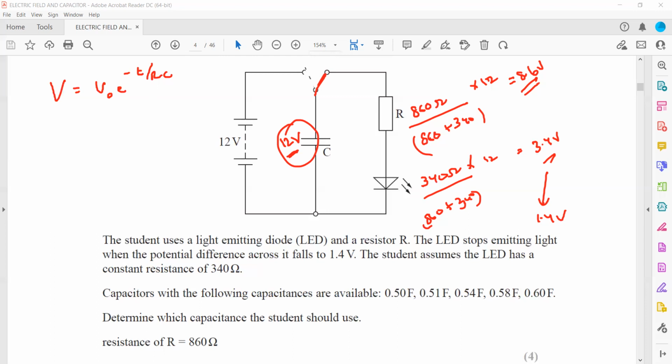So for the initial voltage, we want to find when the voltage changes from 3.4 to 1.4, because initially it is 3.4 across the light emitting diode, and then it reduces to 1.4. So it will start at this point and it will stop at this point. So V equals V naught e raised to the power minus T over RC.